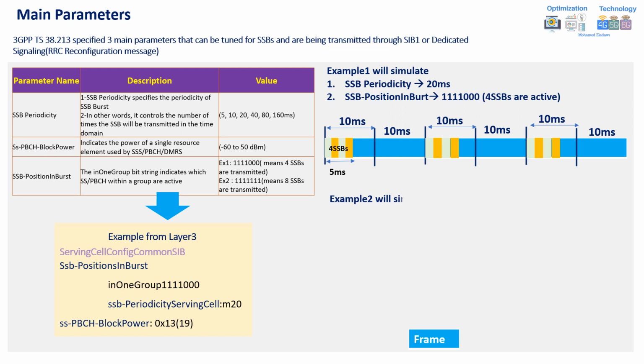Example 2 will simulate SSB periodicity 10 milliseconds. SSB position in burst 11111111, 8 SSBs are active.